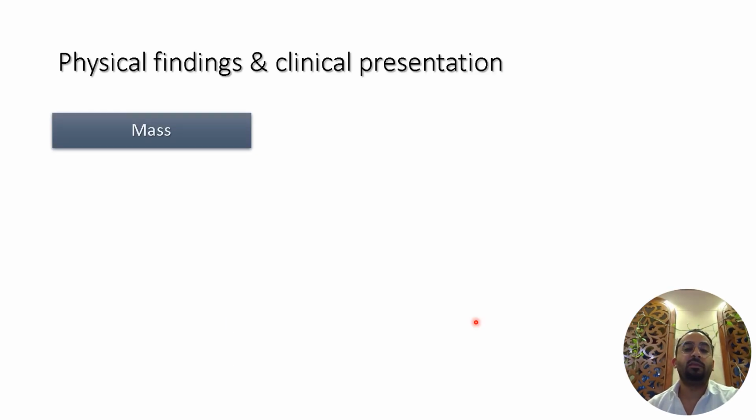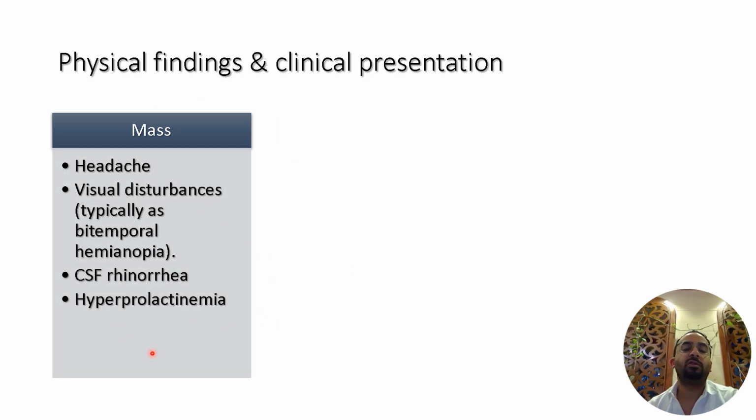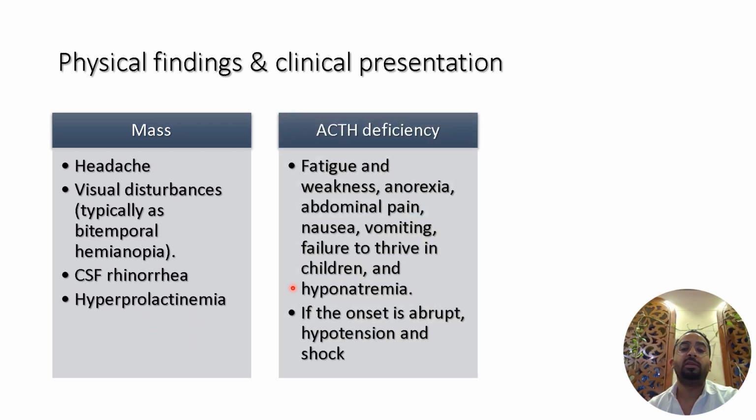So the physical findings depend on the cause, the presentation, and the target hormone affected. The presentation could be due to mass effect, as we discussed in the previous lectures, in the form of headache, visual disturbances, CSF rhinorrhea, and hyperprolactinemia as a disconnection phenomenon. ACTH deficiency is the most important feature of hypopituitarism.